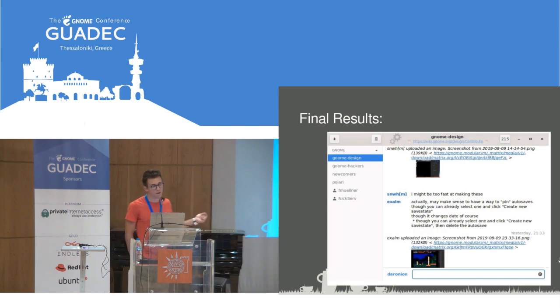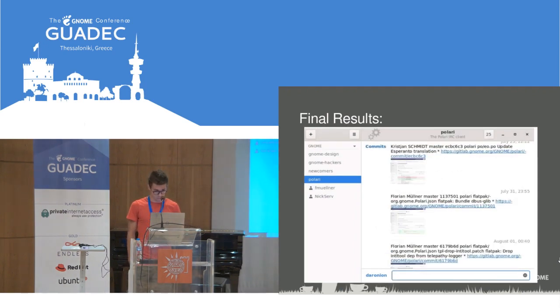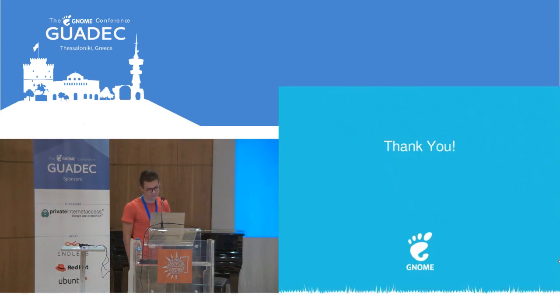And here are some final results, how previews looked after I ran them on the actual Polari. So these are messages sent by others. And this, for example, for some commits. And yeah, that's pretty much it.